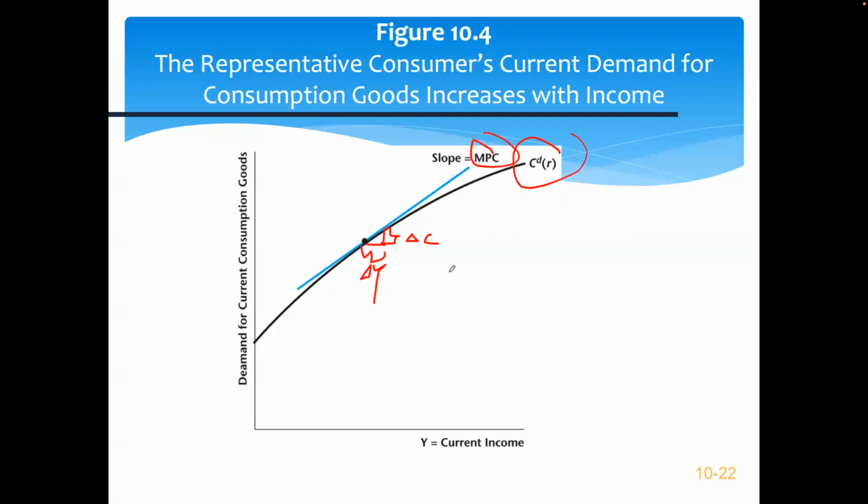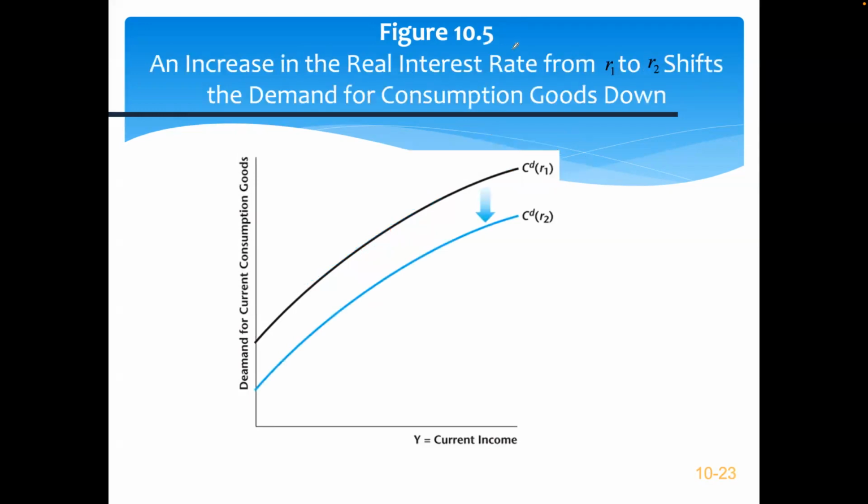And I want to emphasize that the marginal propensity to consume must be less than 1, because for $1, usually you want to consume some and you save some. What do you want to save for? You want to save for the future. You have a future period to live in this model, right? So the MPC must be less than 1, or the slope must be less than 1. Okay? So this is the demand for current goods, or the consumption function in the current period. Now, if there's a change in the interest rate, if the real interest rate increases from R1 to R2, what this means? This means the future goods become cheaper.